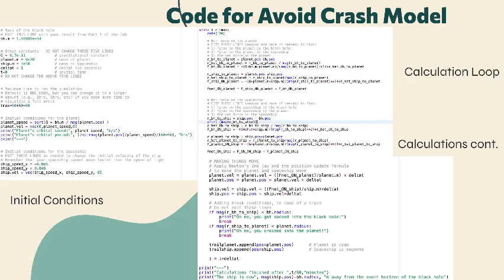And then moving into the code for our avoid crash model, you have the same initial conditions, and then we move into our calculation loop. You can pause and get a better look if you would like to see more of my code. But for now, we'll move into our discussion.